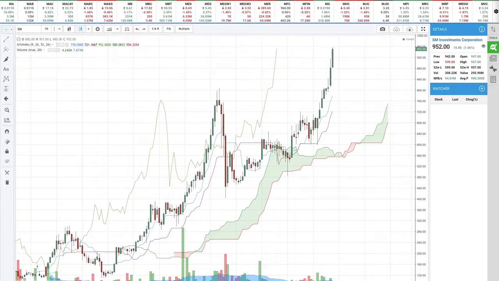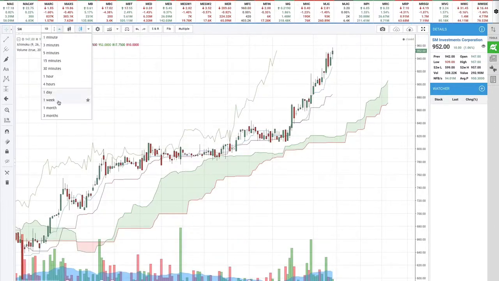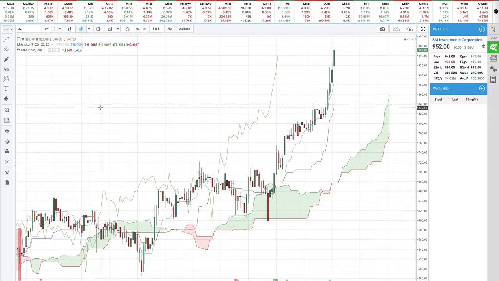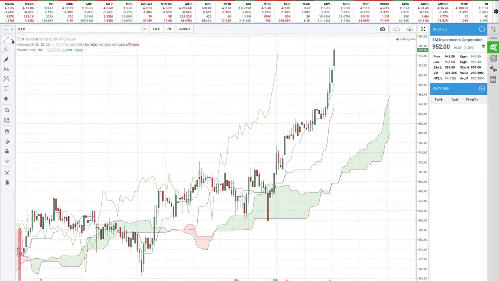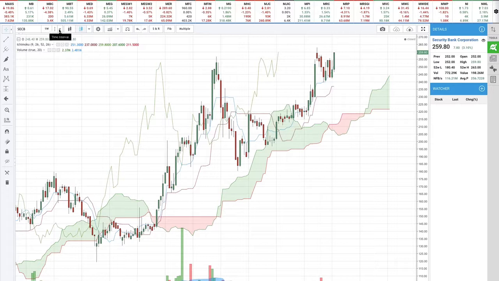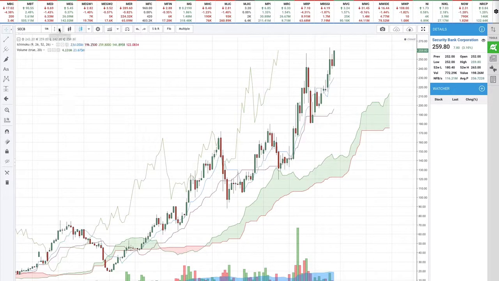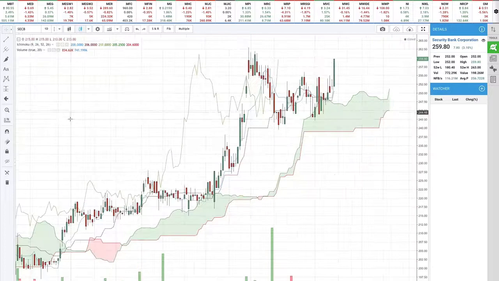monthly, daily, and weekly charts. Security Bank: weekly, monthly, and daily charts.